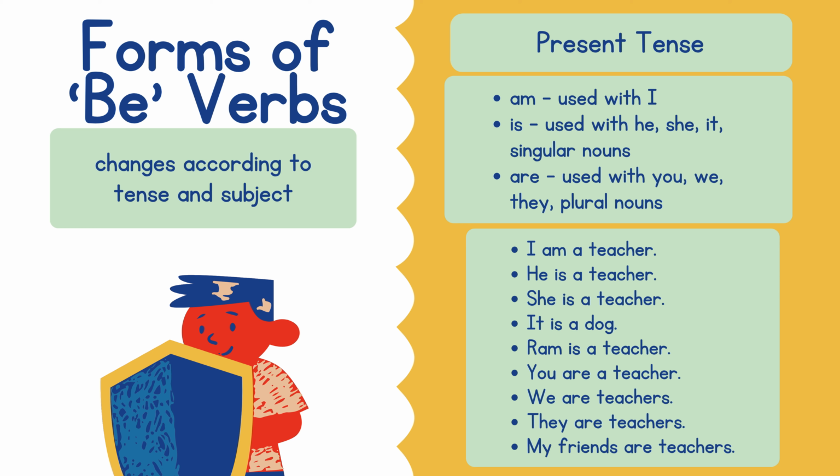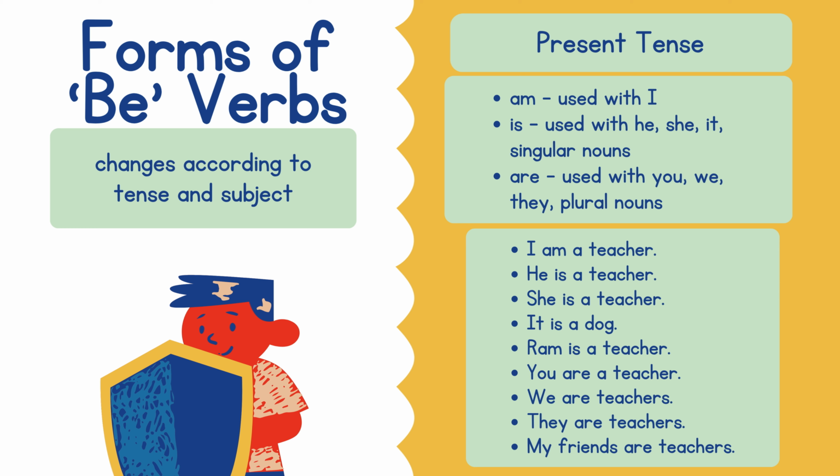In the present tense, the form of the be verb varies depending on the subject. Am is used with I, is is used with he, she, it, and singular nouns. Are is used with you, we, they, and plural nouns. Let's look at some examples.